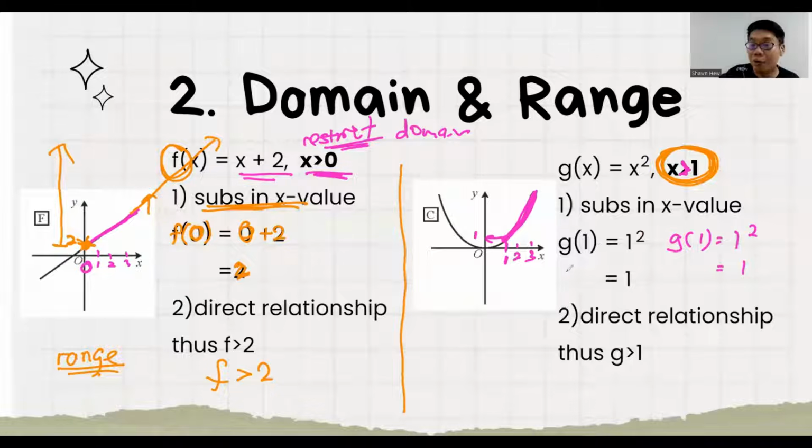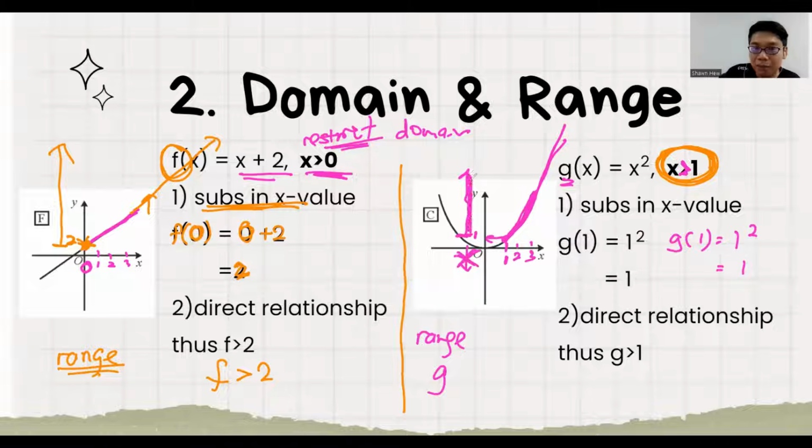Then I identify my range. The name of this graph is g. So can I continue going up or not? Yes, I can continue going up. But can I continue going down? No. I have a minimum point. I cannot go further down. So I can only go up all the way from 1. That's why here I confirm it is 1.